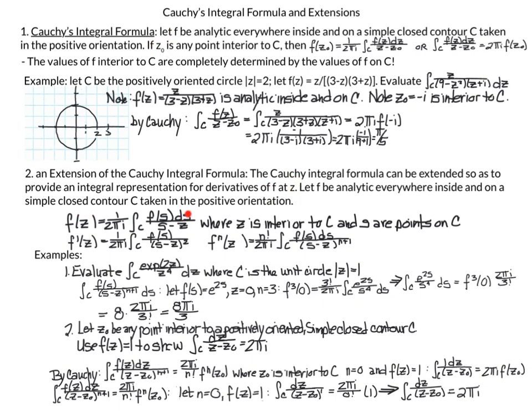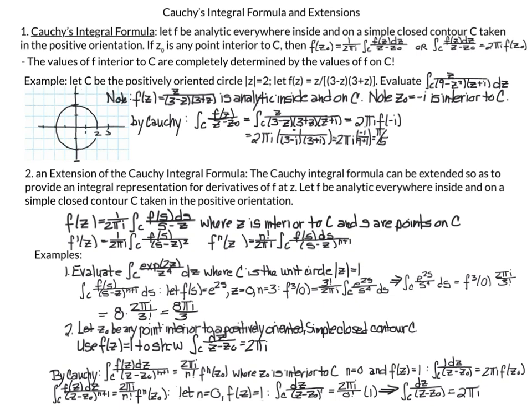So this is kind of our standard formula, but now we can look at the derivative f prime of z, and we will see that it is equal to 1 over 2 pi i, integral over C of f of s over (s minus z) squared, and then we have our formula for the nth derivative. And we will do these two examples.